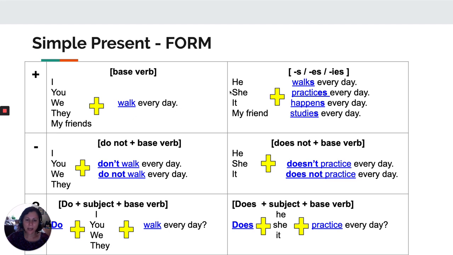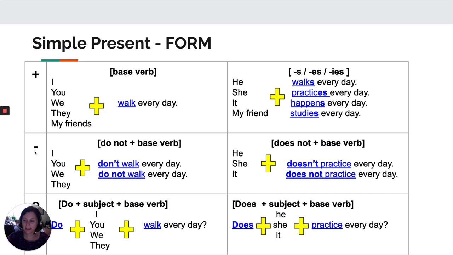But if you have he, she, or it, or a singular noun like my friend, you're going to add s to the verb, like he walks every day, she practices every day, it happens every day, my friend studies every day. And sometimes it's going to be es, like practices, if the word ends in an e, or sometimes ies, like study ends in a y, but you're going to drop the y and add ies. So this is the positive or affirmative form when you're making sentences.